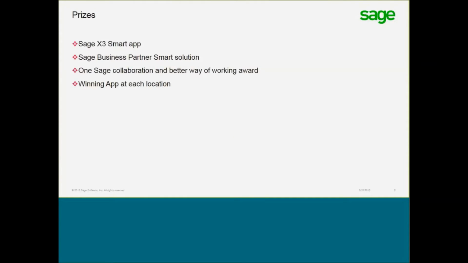And just a little thing on prizes. We are awarding prizes for the best apps of the event. There is a Sage X3 Smart App Award. We have one for our business partners, the Sage Business Partner Smart Solution, and the One Sage Collaboration Award for the team that works best together in a collaborative way. And finally, we're going to be awarding prizes for the winning app at each location, and that will be a public vote.